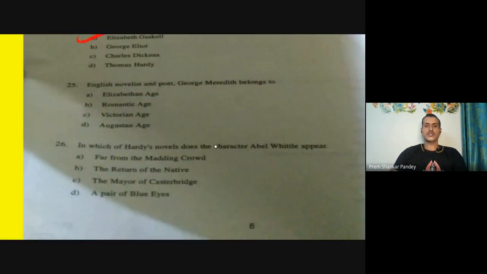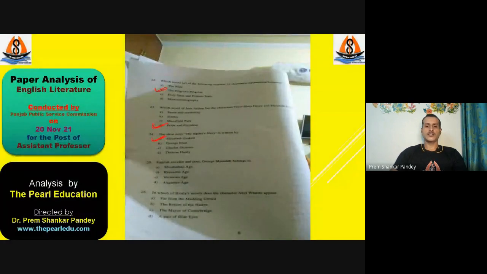English novelist and poet George Meredith belonged to which age? We have discussed a few days back that George Meredith was nominated for the Nobel Prize seven times. The Nobel Prize was started in 1901, and in the very next year, 1902, George Meredith was nominated for the first time, and continuously every year, 1903, 4, 5, 6, 7, 8. Continuously seven years he was nominated, and in the next year, 1909, he died. So obviously the answer is Victorian age.